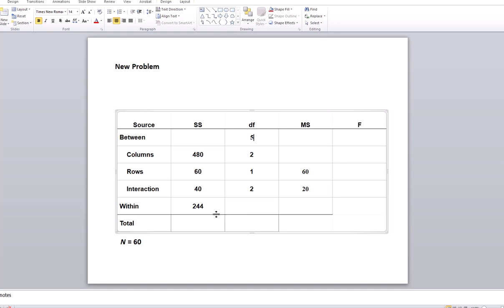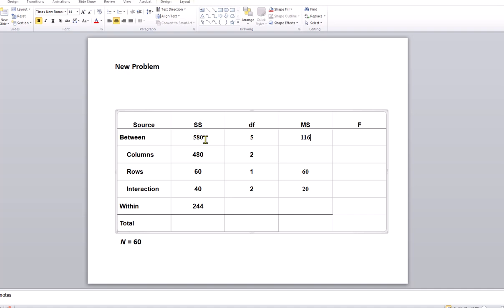What can we do next? Well, we can add these three up to get the between groups sum of squares. So 40 plus 60 is 100, plus 480 gives us 580. Next we can go in this direction. There's a couple of different things we can do at this point, but let's do this one. So 580 divided by 5 gives us 116. Nice, easy to work with numbers. I like whole numbers. I don't like writing out decimals very much. I'm sure you don't either.